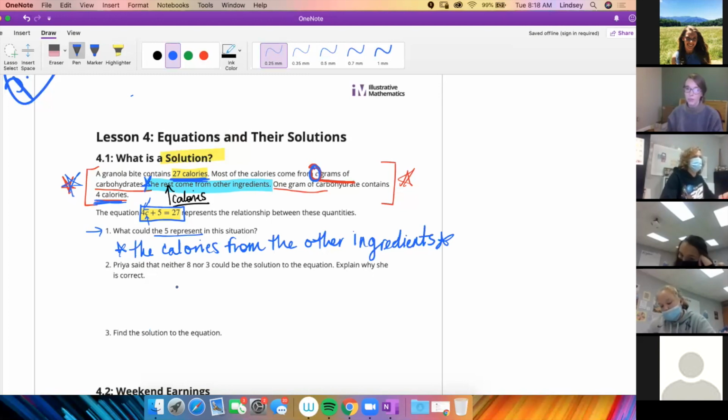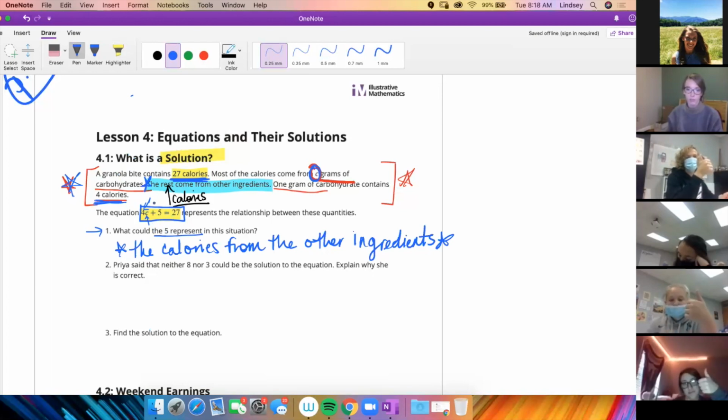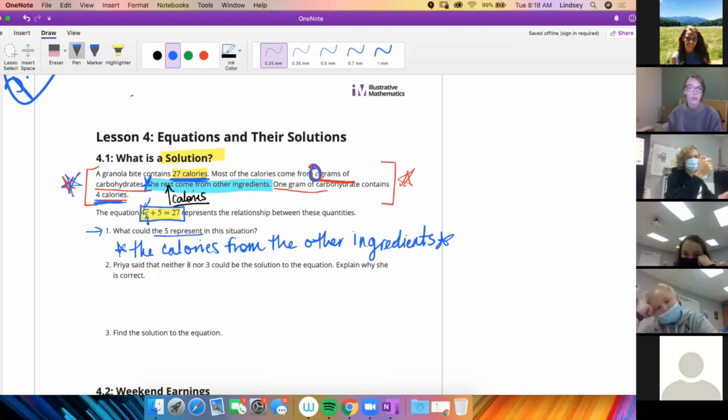All right, give me a thumbs up if we understand where this equation came from in our situation. Okay, so we can see that this is not just a bunch of random numbers and letters thrown together. It's actually modeling a real world situation, just like what we've talked about. Which brings us to question number 2.